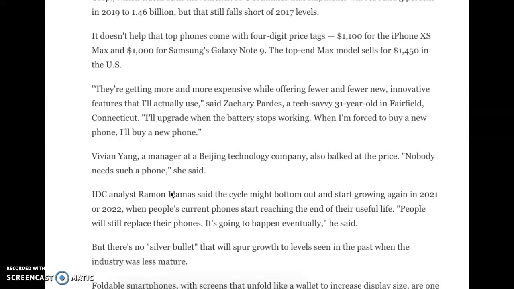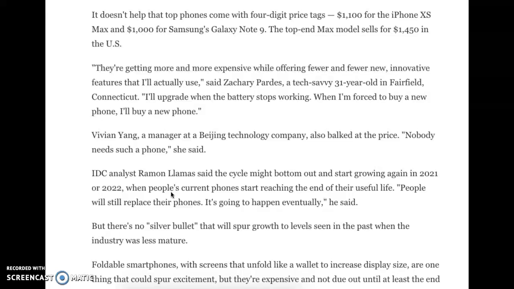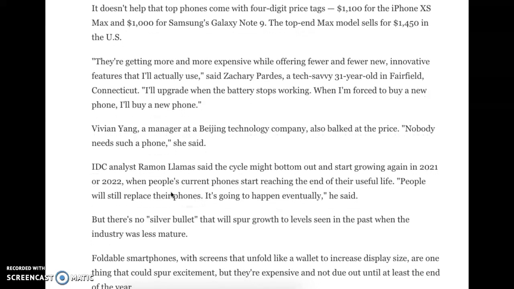Vivian Yang, a manager at a Beijing technology company, also balked at the price. Nobody needs such a phone, she said.